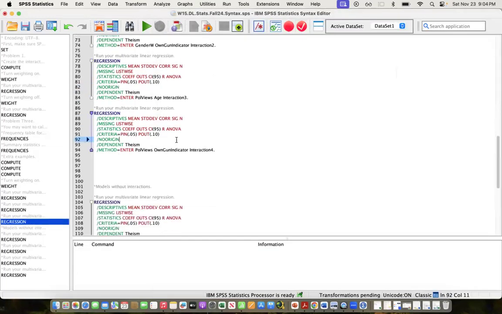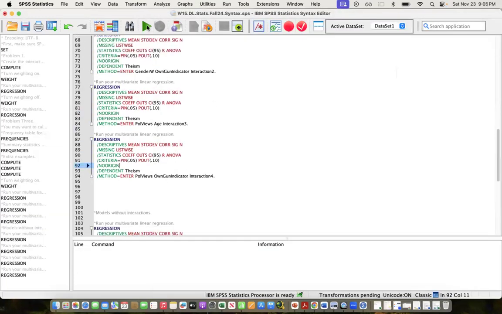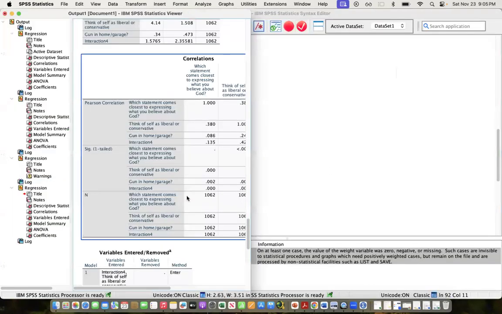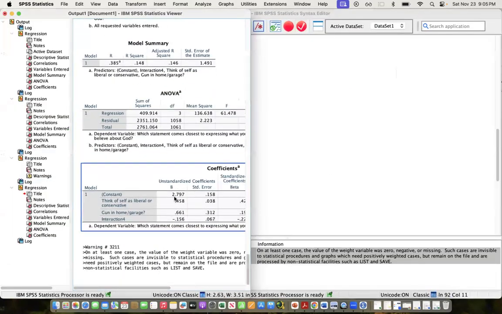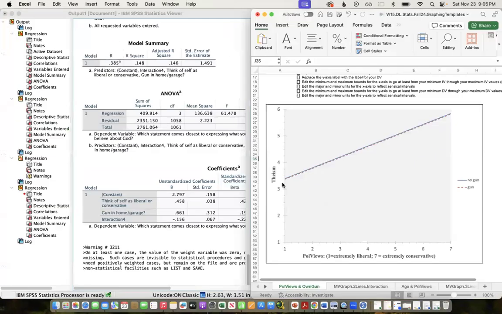Okay, now we're going to do this one, poll views and own gun. So I just need these for it. Here you can see that the original story in our multivariate was that as you get more conservative, you get more theistic, and whether or not you own a gun doesn't really make much of a difference at all.